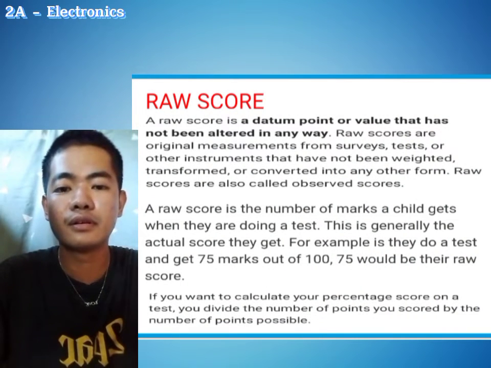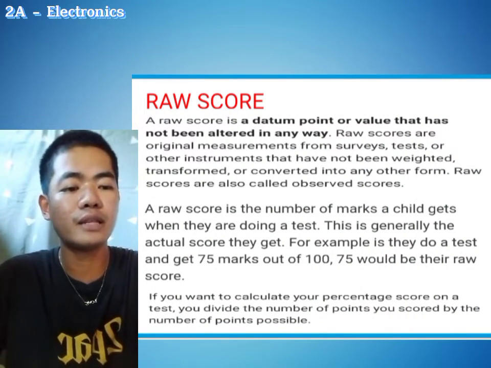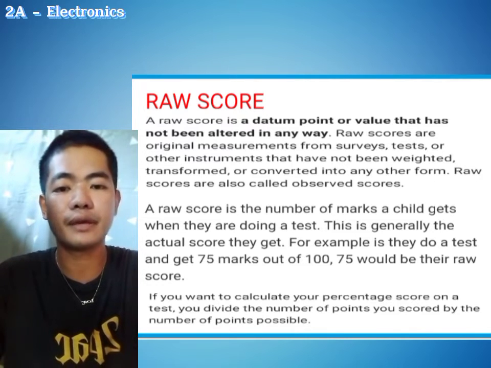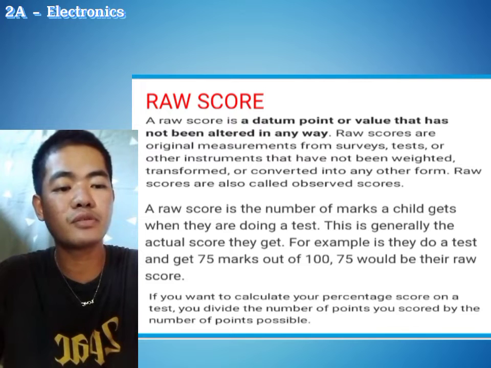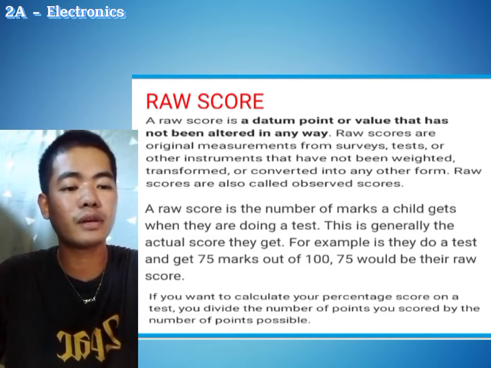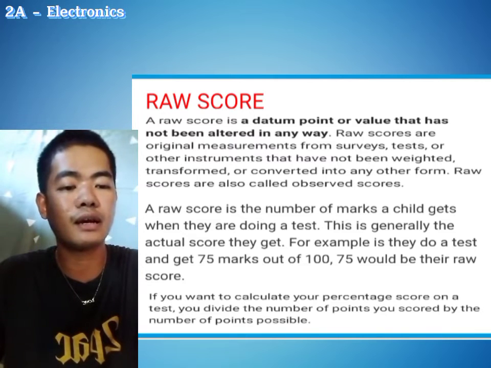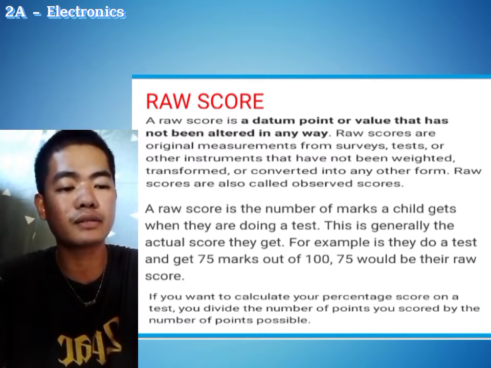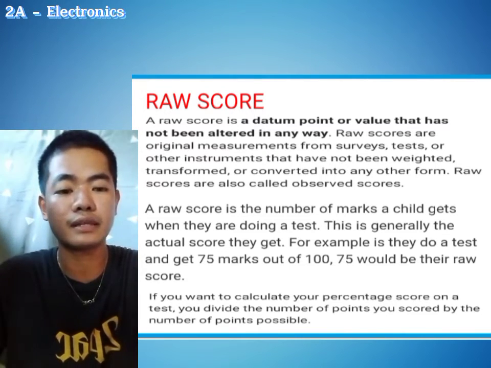Raw score. Raw score is a datum point or value that has not been altered in any way. Raw scores are original measurements from the surveys, tests, or other instruments that have not been weighted, transformed, or converted into any other form. Raw score is also called observed score. A raw score is the number of marks a child gets when they are doing a test. This is generally the actual score they get. For example, if they do a test and get 75 marks out of 100, 75 will be the raw score.